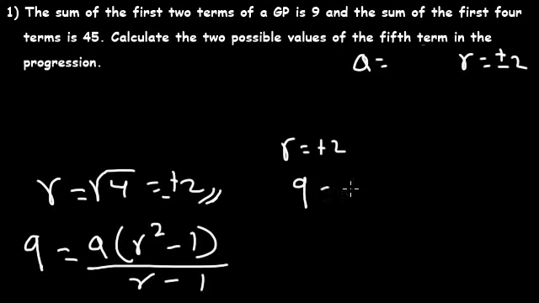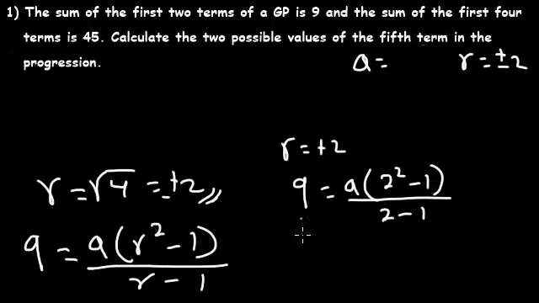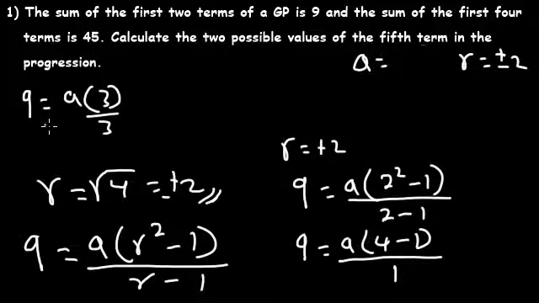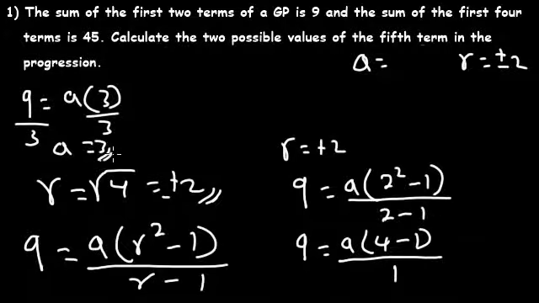we have 9 equals a multiplied by 2 squared minus 1, divided by 2 minus 1. So we have 9 equals a multiplied by 4 minus 1, divided by 2 minus 1, which is 1. And upon cross multiplication, we have 9 equals a multiplied by 4 minus 1, which is 3. And upon dividing 9 by 3, a becomes 3. So that's when r is 2. Now when r is minus 2, what would have happened? Let's do that again.